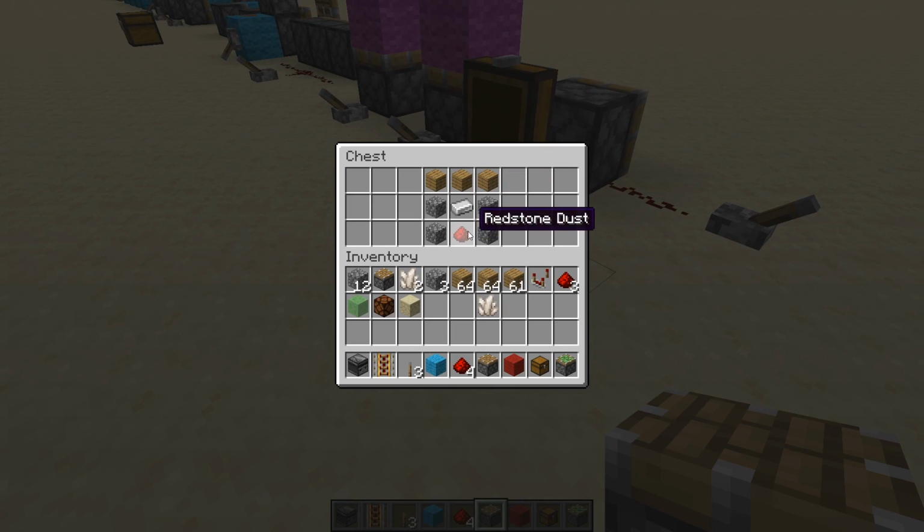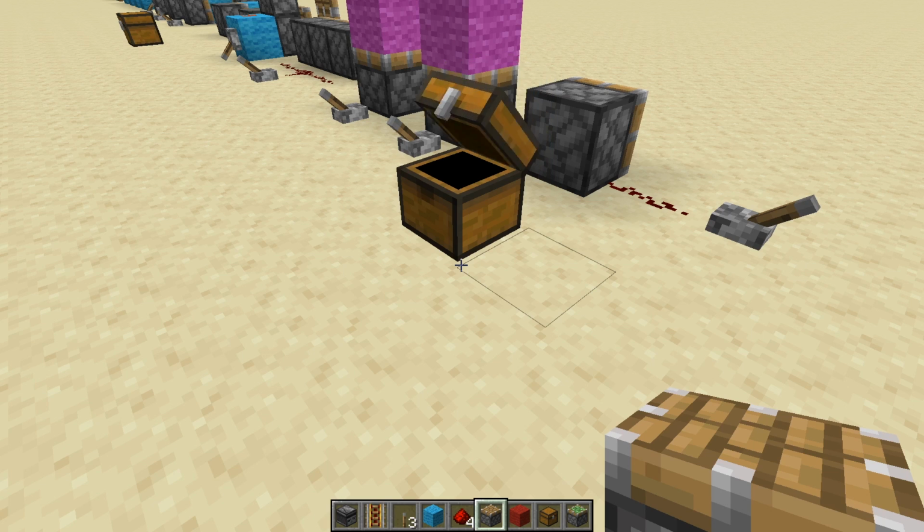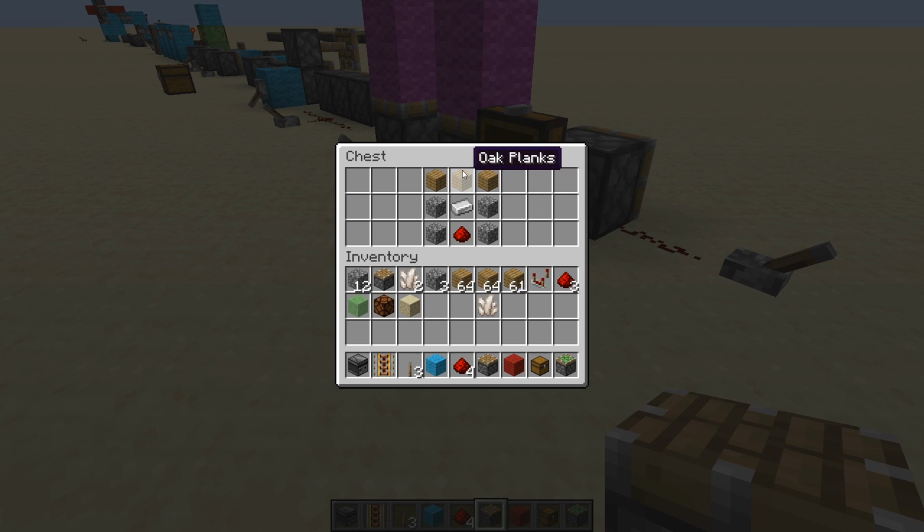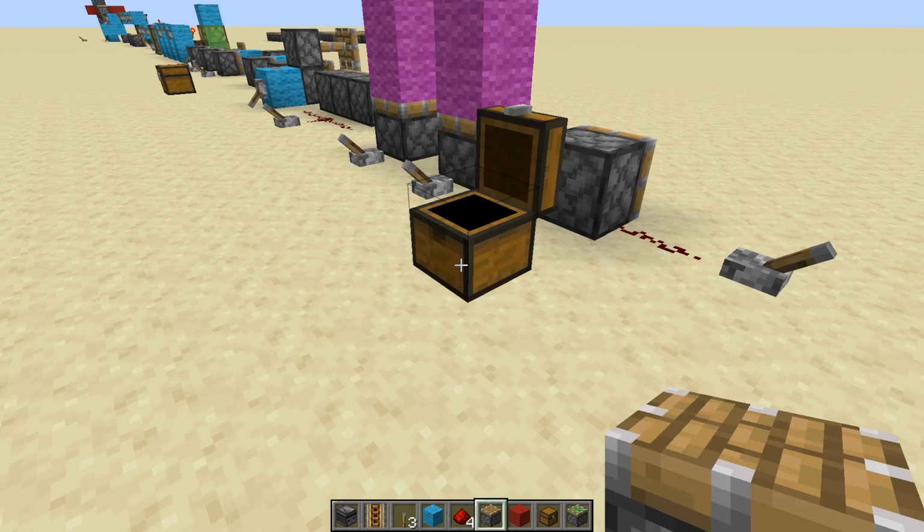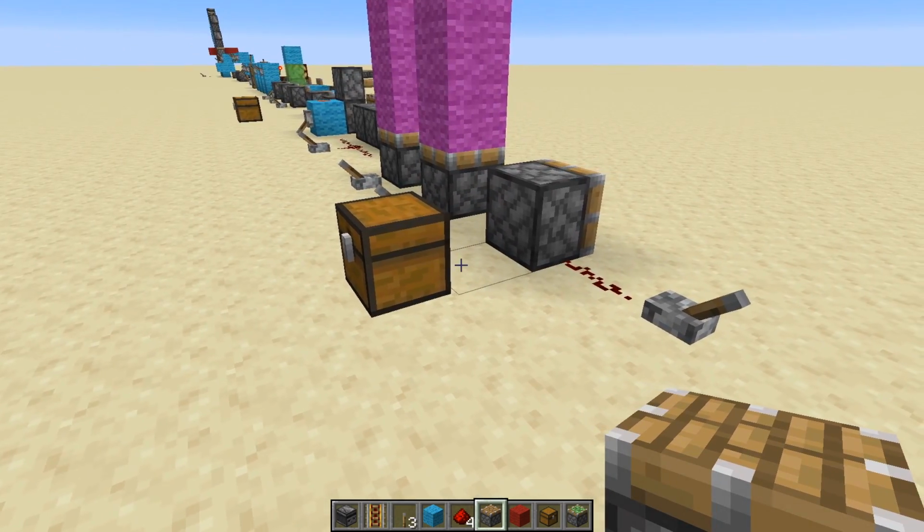It's another one of the redstone components, and it uses redstone dust, a couple of cobblestone pieces, a piece of iron, and some oak planks. So it's a little bit expensive, but it's not too bad, and you're not going to need to go to the Nether to make this one or anything like that. So it's pretty early game, to be honest.